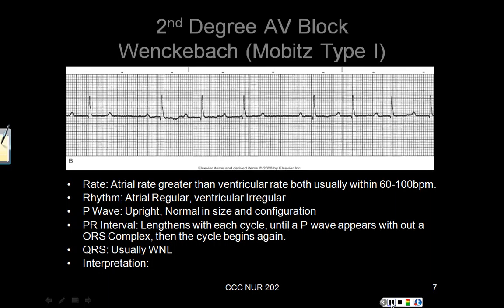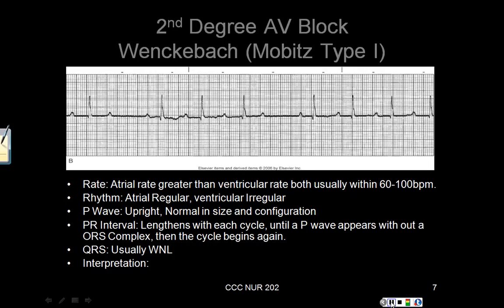So what defines this second degree AV block, Wenckebach block, Mobitz type 1? Well, as we begin to look at our rhythm strips, let's remember to use our 5-step method of looking at our rhythms. Let's look at our rate. Typically our atrial rate is greater than the ventricular rate, but both are usually within normal ranges of 60 to 100 beats per minute. The atrial rhythm is typically regular. The ventricular rhythm, though, is irregular.